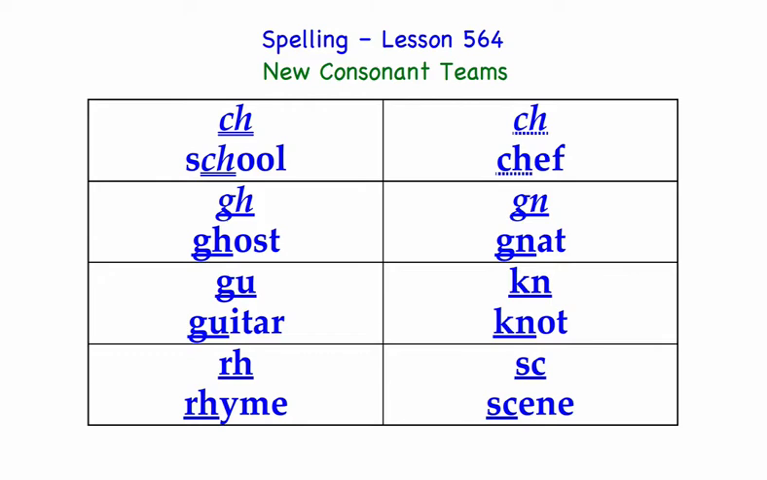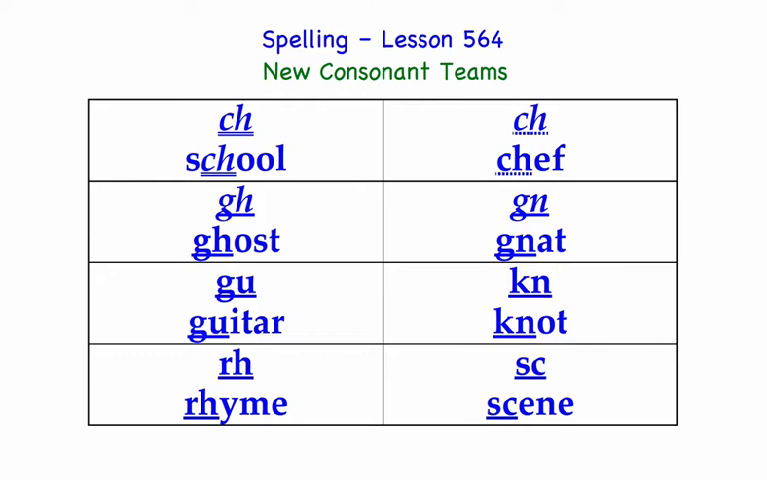GH represents the sound G, as in the word ghost. The H is silent. GN represents the sound N, as in gnat. GU represents the sound G, as in guitar.